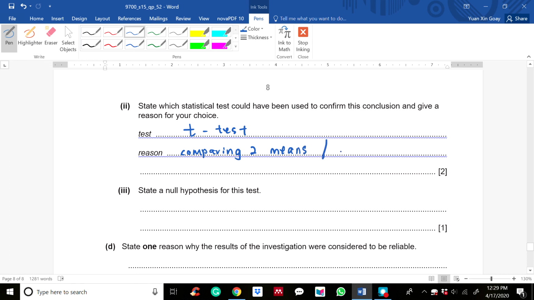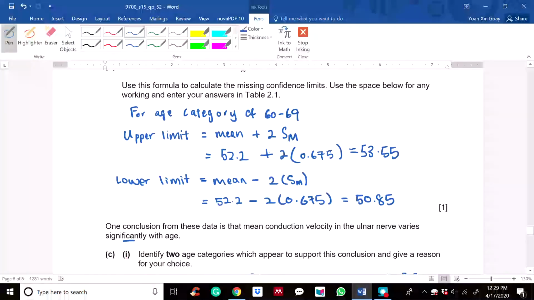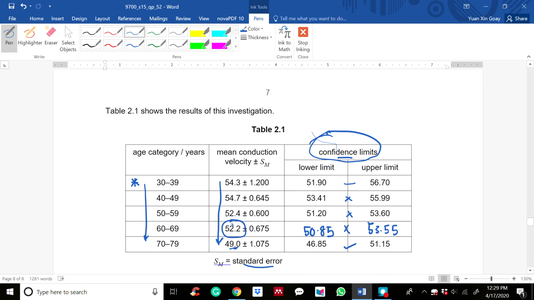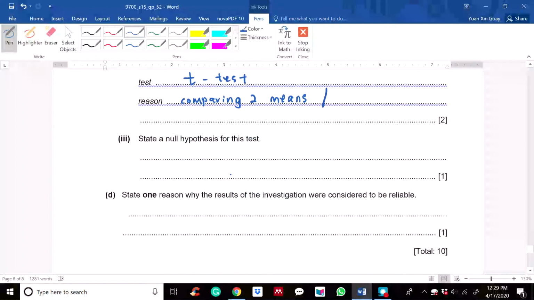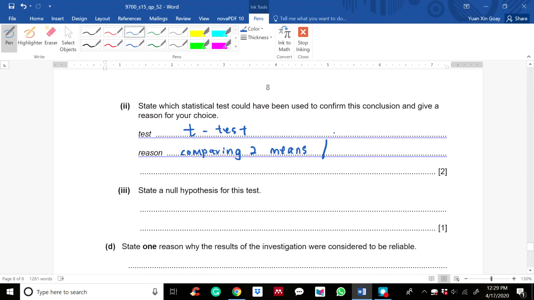And t-test is usually used when data are normally distributed, or data are near to the mean value. So in this case, you can see the data are normally distributed around 54.3 plus and minus 1.2. So this is the mean value. All the data is near to the mean value. So you can talk about normal distribution of data. And another reason you can give for the t-test is because of continuous data.